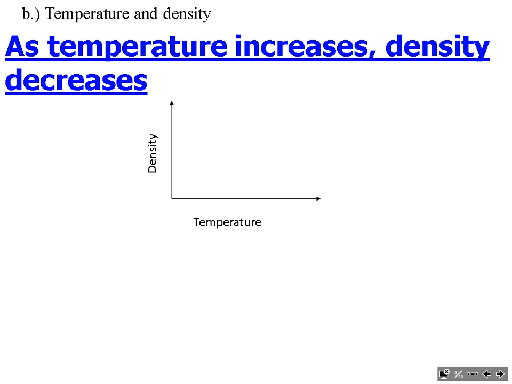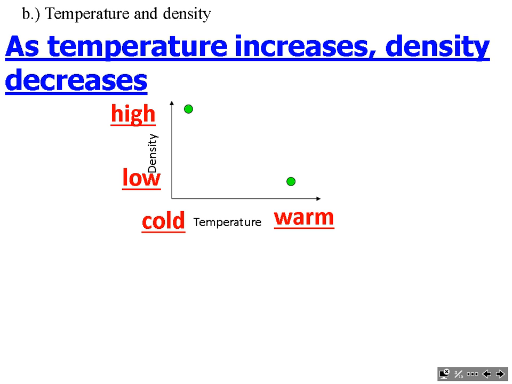So write the relationship, then label your temperature axis cold and warm, and density, low and high. Cold temperatures have higher densities, warmer temperatures have lower densities, so we have an indirect relationship.